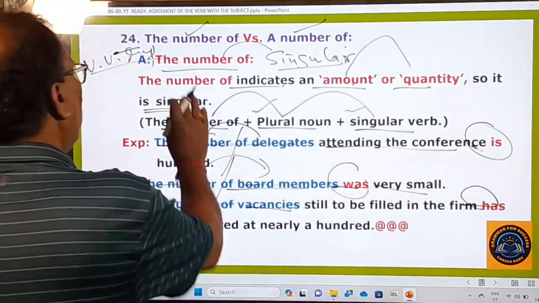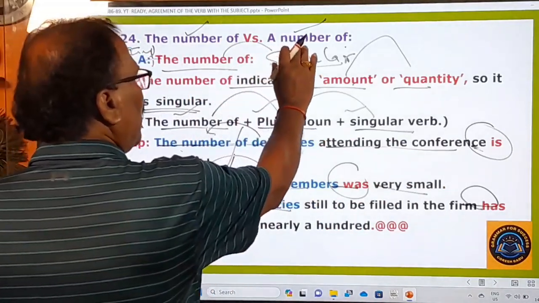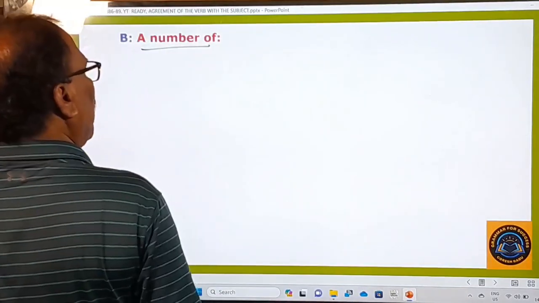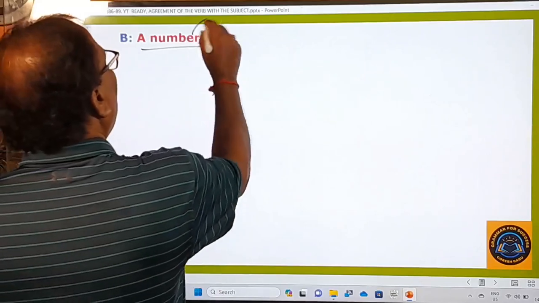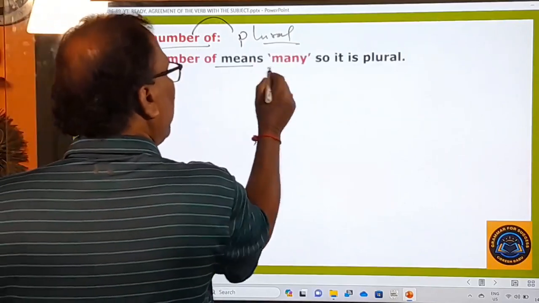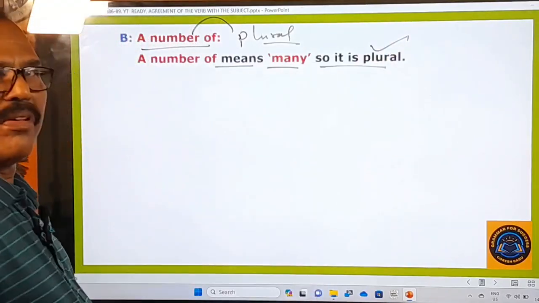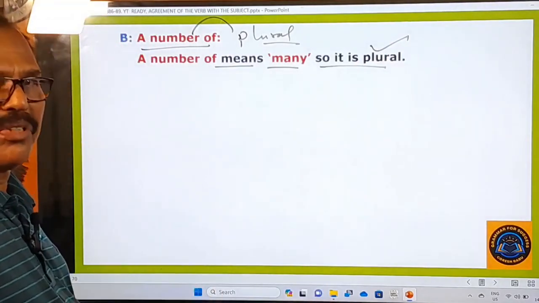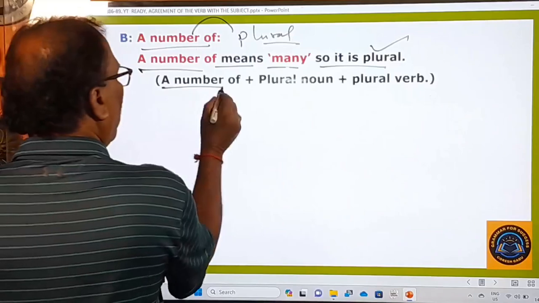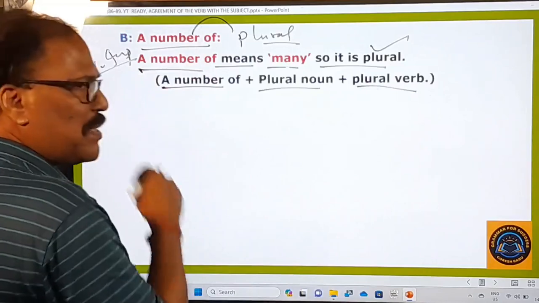In this way the number of is always used with a singular verb. Now let us learn about a number of on the next slide. A number of is always plural. Let us see what it means. A number of means many, therefore it is plural. The number of means quantity or amount, therefore it is singular. So here a number of plus plural noun, plural verb. Very, very important from all your competitive examinations point of view, right?